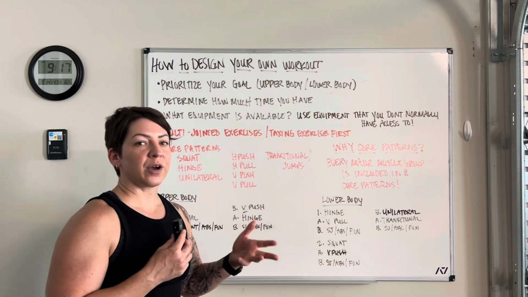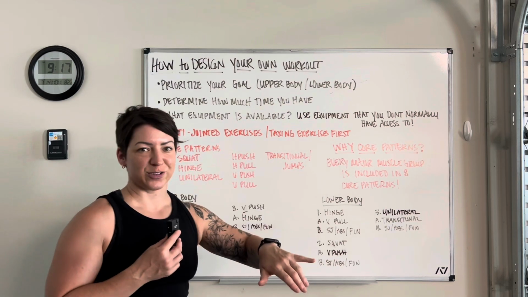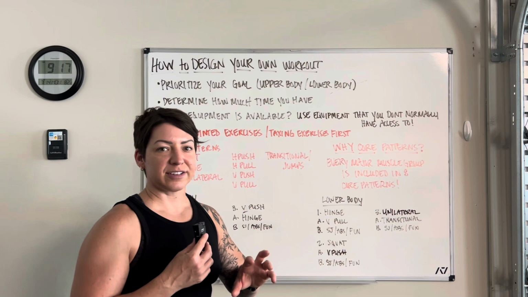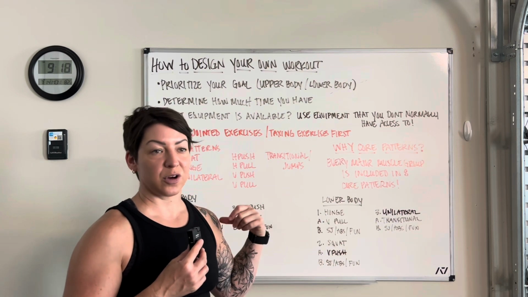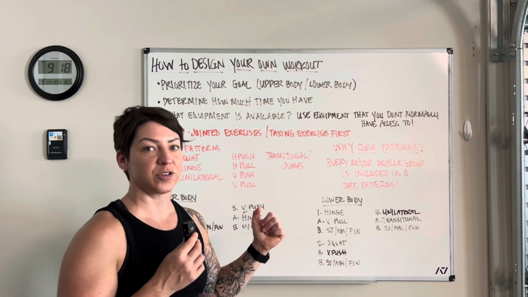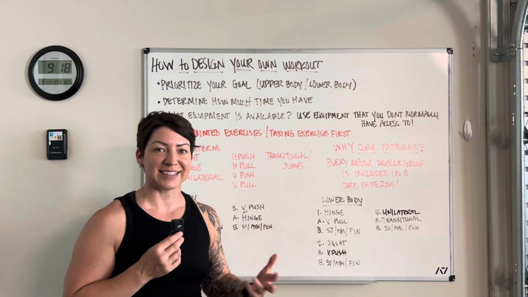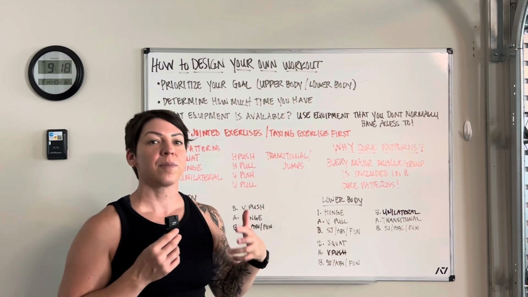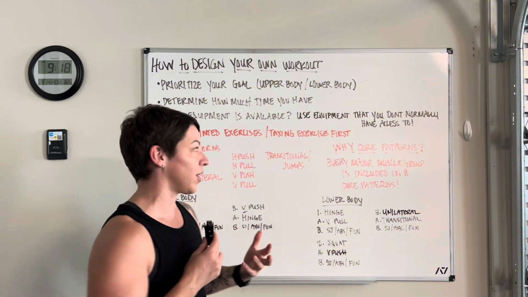We will also prioritize multi-jointed exercises, okay? So exercises that require multiple joints. So for instance, an overhead press is going to include the shoulder and the elbow joint. The reason we want to prioritize these is because we hit more muscle groups. We get more bang for our buck with these.